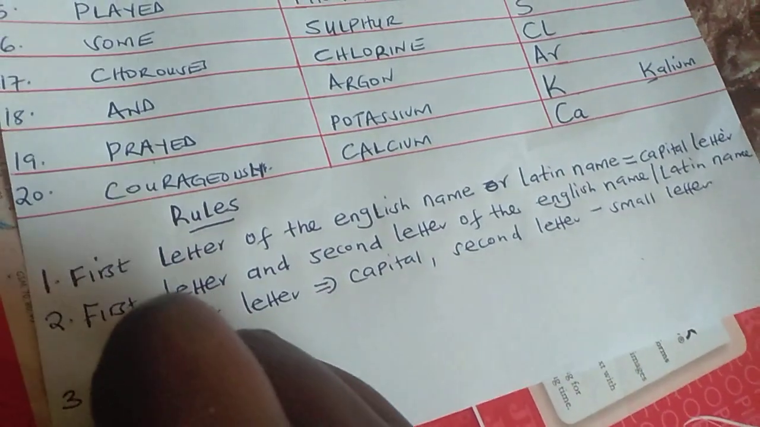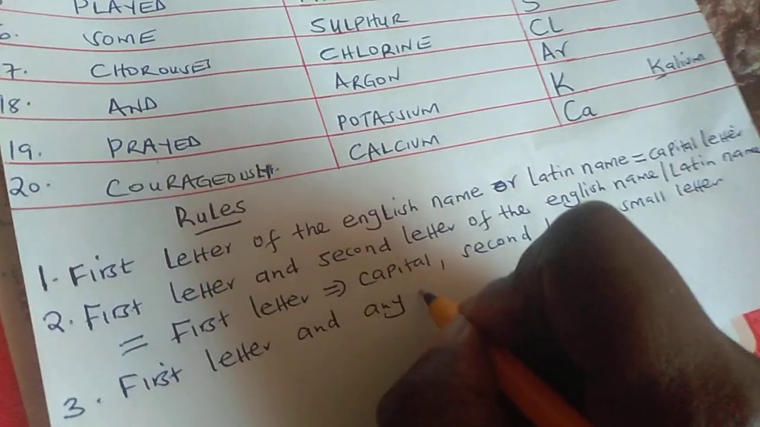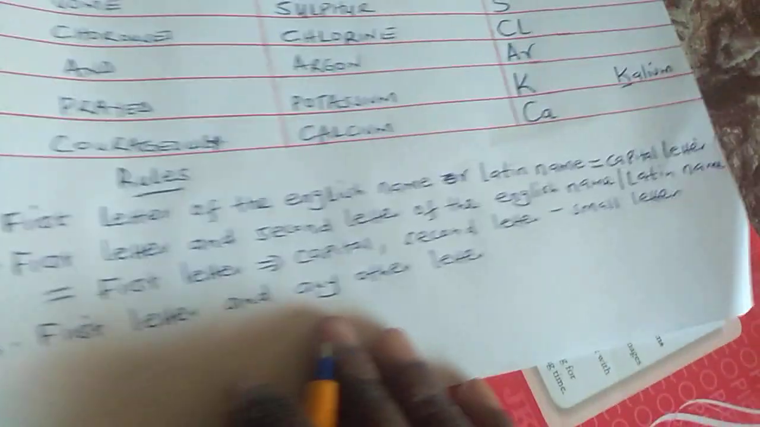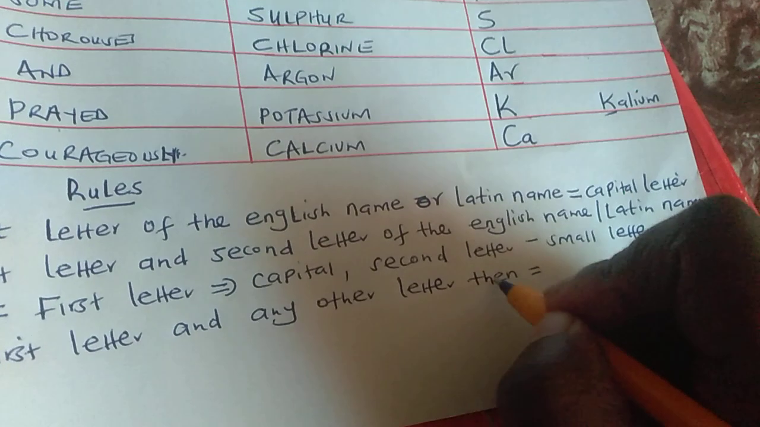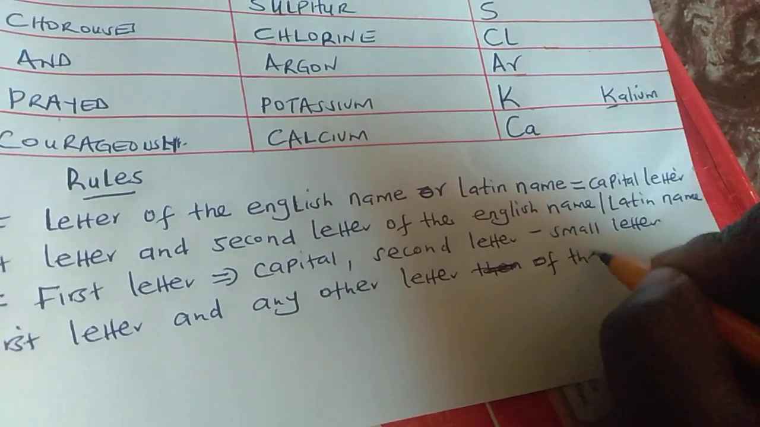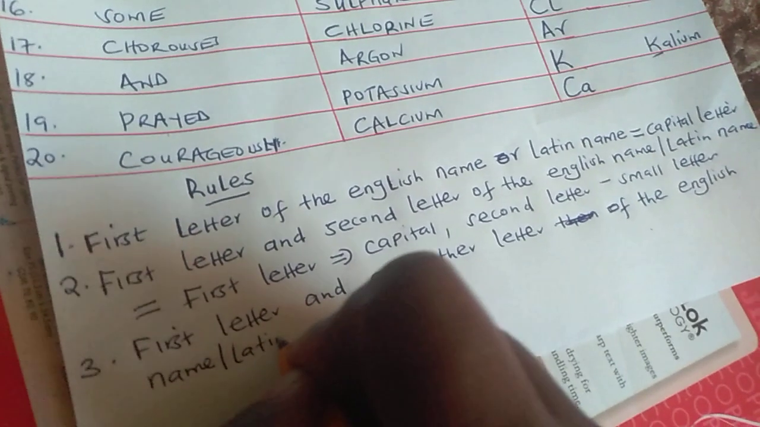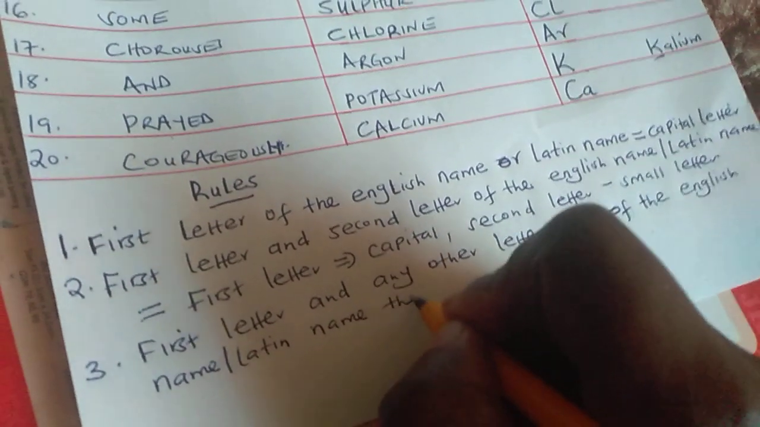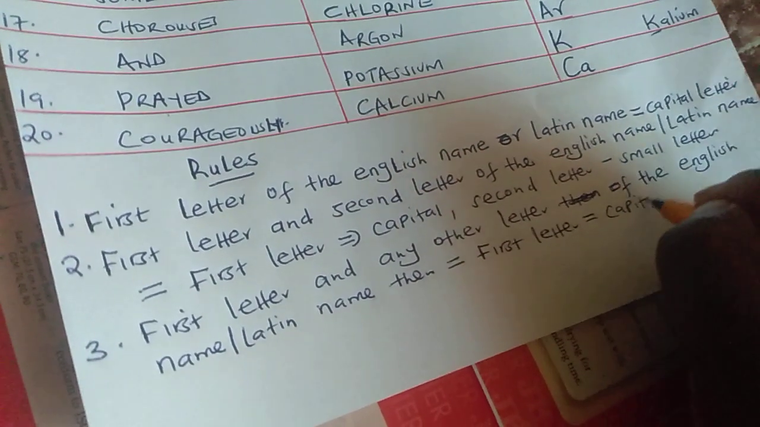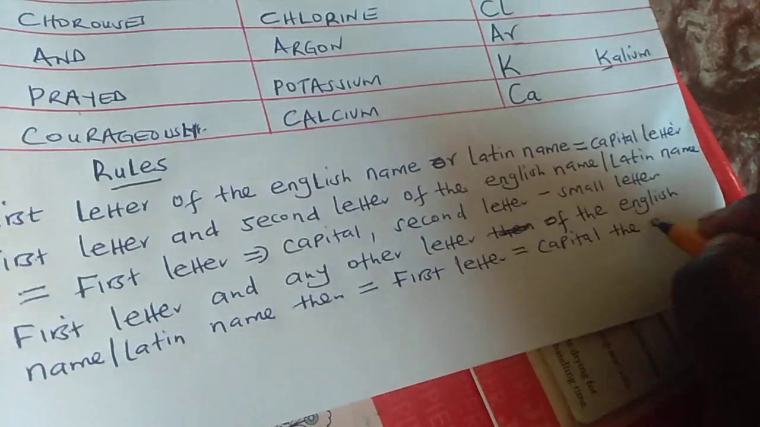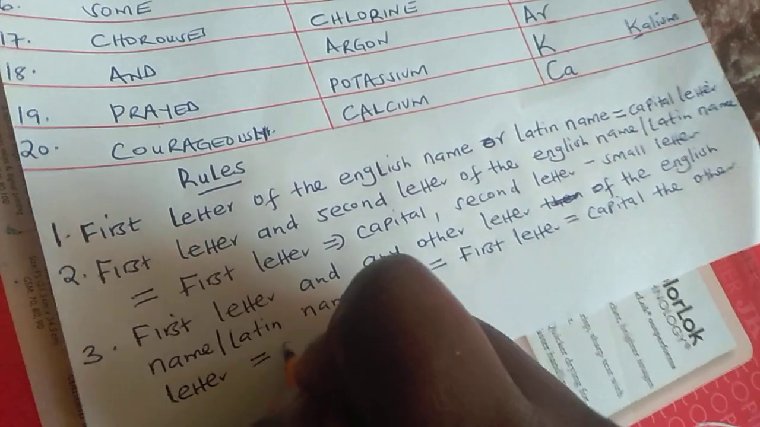Number 3, if we use the first letter and any other letter, which in this case tumesema si lazima ikuwe the second letter, of the English name or Latin name, then the first letter is capital and the other letter is a small letter.